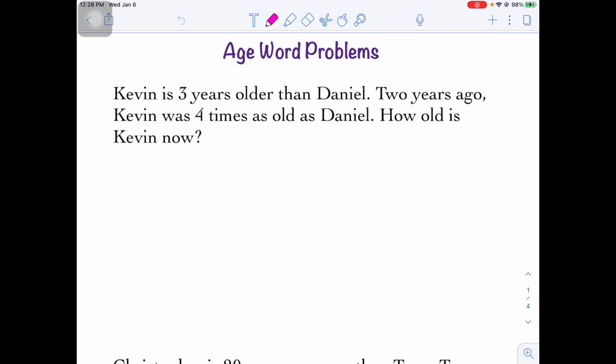We're going to go over how to do age word problems. Now these can seem daunting at first, but I'm going to show you how to break them down and solve them so that they're not scary to do. So the first thing you need to do is read the problem.